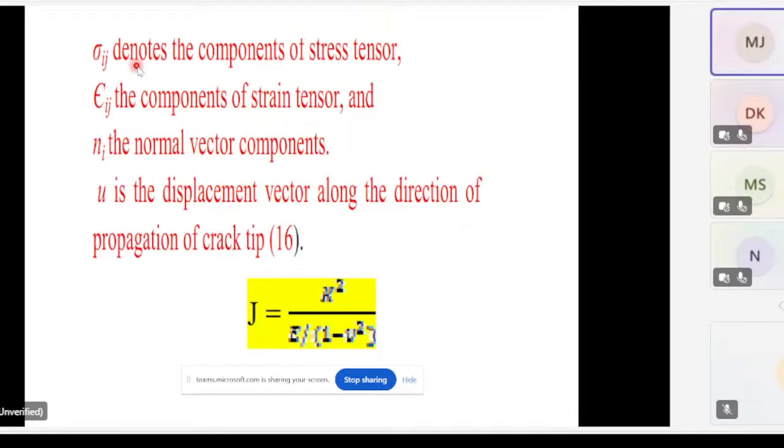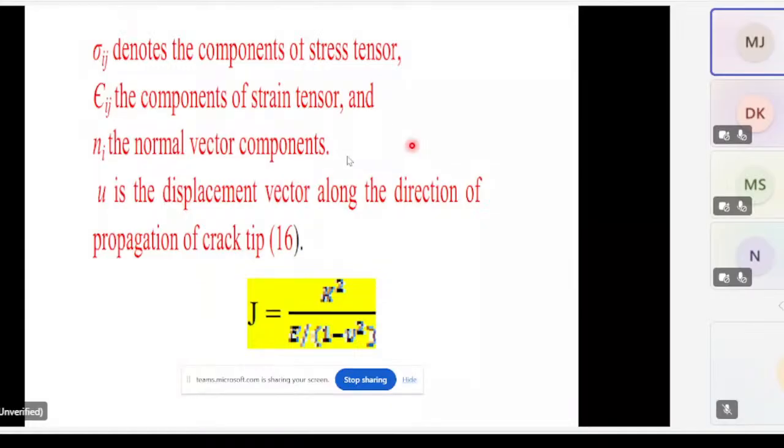So here you see sigma ij. Whenever I write ij, you might be exposed to the tensor. So the stress is a tensor, the strain is a tensor, of rank 2. If you do not know, I will not bother you, but you should know. So sigma ij is a stress tensor, and this is a strain tensor. The i and j values, the 9 components, are there to specify stress at a point as well as strain at a point. Ni is the normal vector components, u is the displacement vector. So this is what is there.